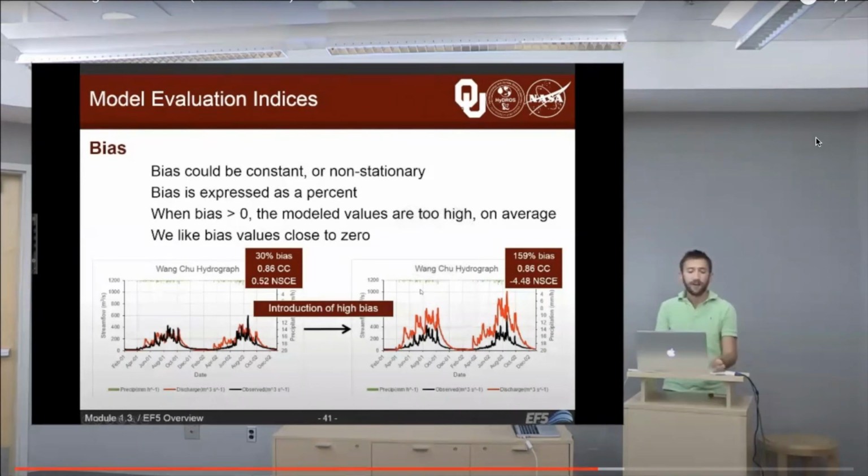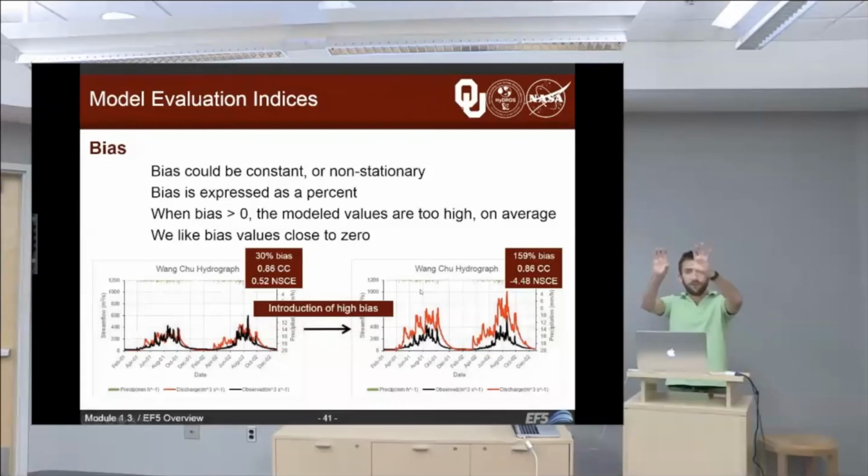And we like bias values close to 0. Again, if it's the vertical displacement from one another on the graph, we want those two things to line up perfectly alongside one another, and that's when our bias is 0.